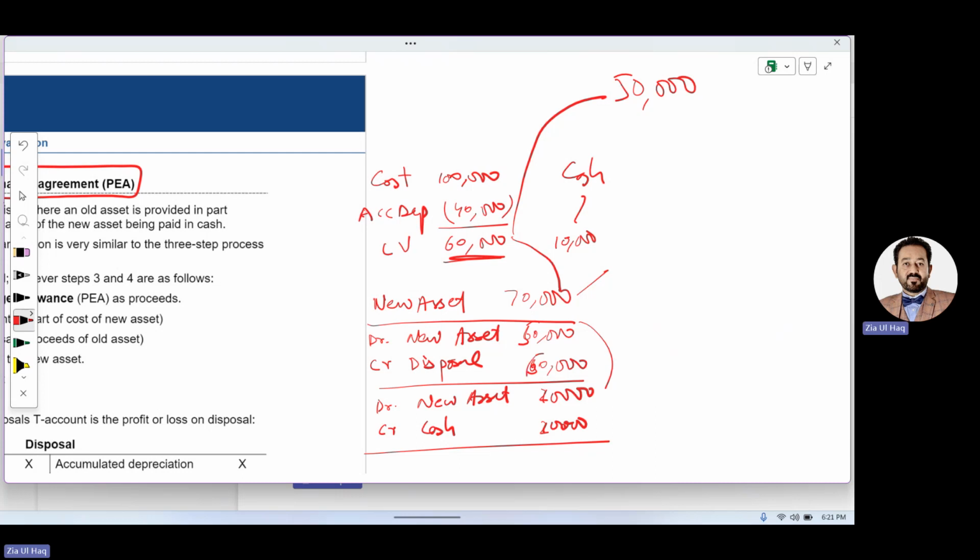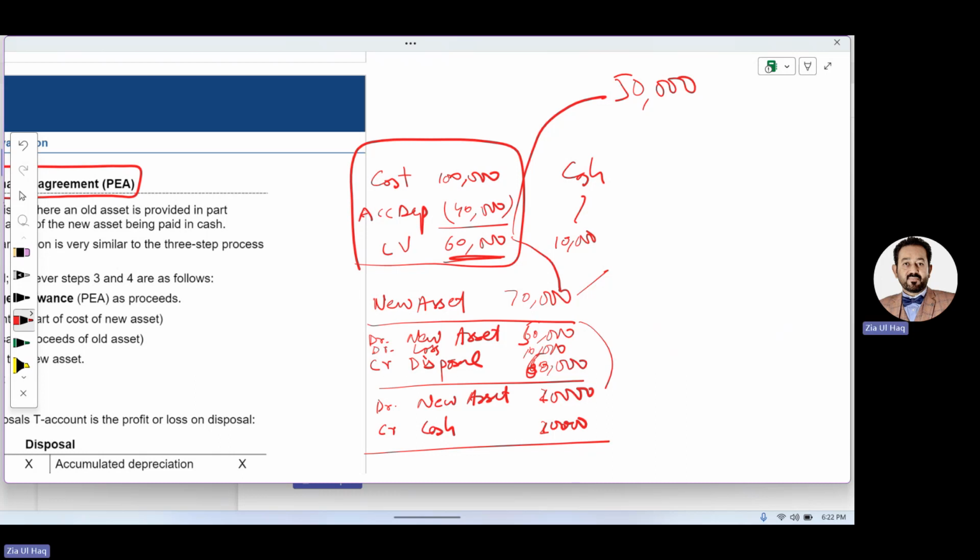But our asset carrying value is 60,000, so we will record disposal with 60,000. So the remaining 10,000 should be on the debit side. What is this? Loss on disposal. Because we need to eliminate the asset at the amount it is in our books. It is in our books at 60,000, so we need to eliminate the whole 60,000. This means if the new asset costs 20,000 in cash, the remaining 50,000 will be against disposal. So the difference we will record as either gain or loss.